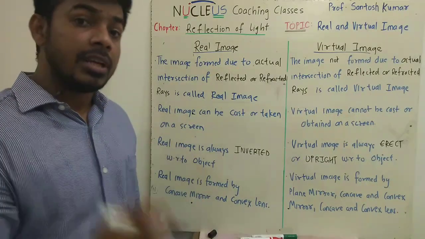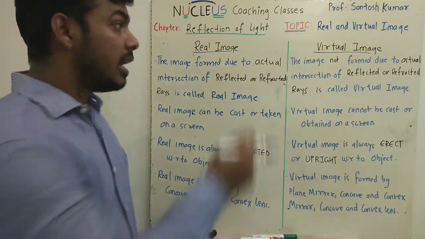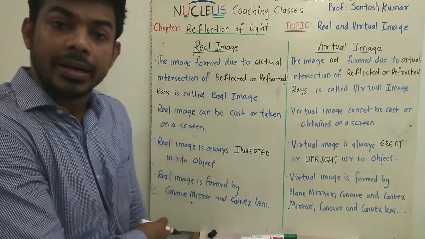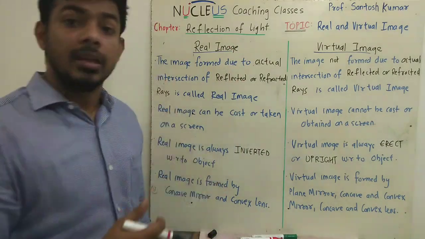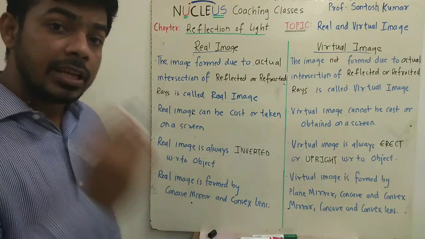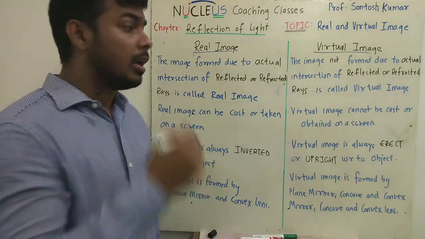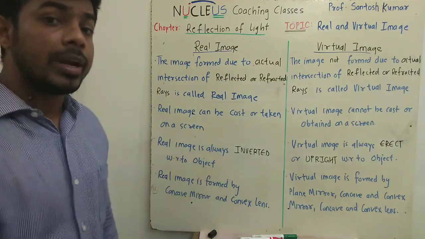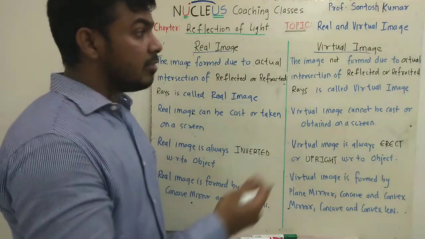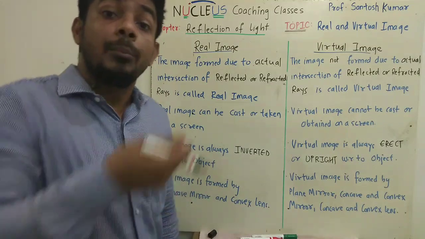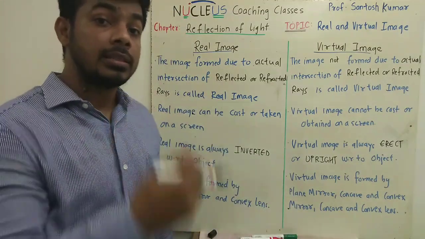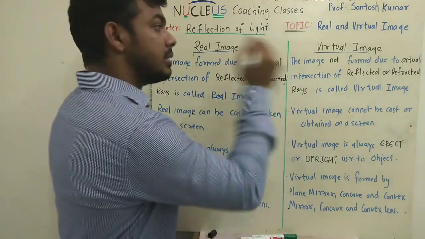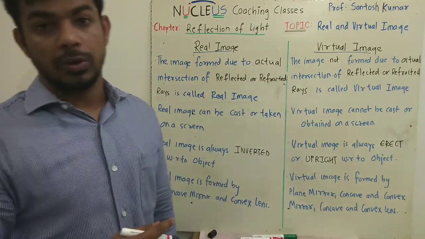When the rays after reflection or refraction actually meet at a point, the image will be a real image. Or if the rays after reflection or refraction do not actually meet at a point, or you can say they appear to meet, then such an image will be a virtual image.